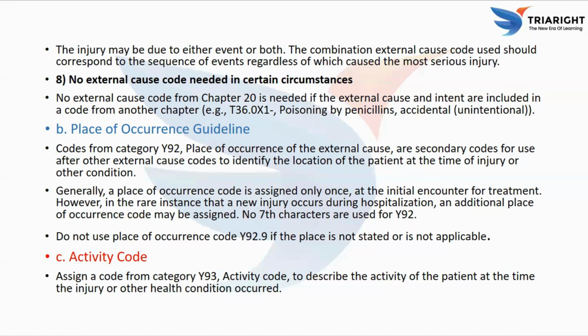So what are the key rules for Y92? Y92 is assigned only once, usually at the initial encounter. No seventh character is used for the Y92 codes. If a new injury occurs during hospitalization, an additional Y92 code may be assigned. Do not use Y92.9, unspecified place, if the place is not documented or not applicable.